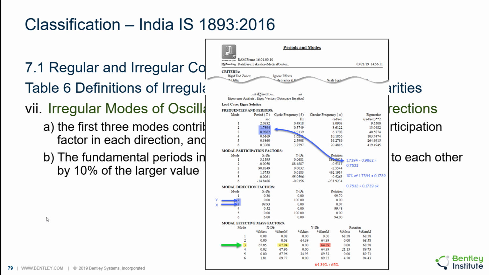The modal direction factors indicate that the second mode is the fundamental mode in the y direction, and the third mode is the fundamental mode in the x direction. The difference in the periods between the second and third modes is 0.7532 seconds, which is less than 10% of the larger, so this structure is not irregular for modes of oscillation.